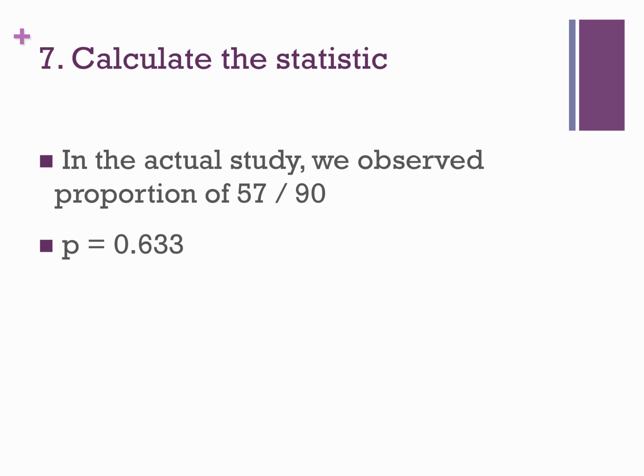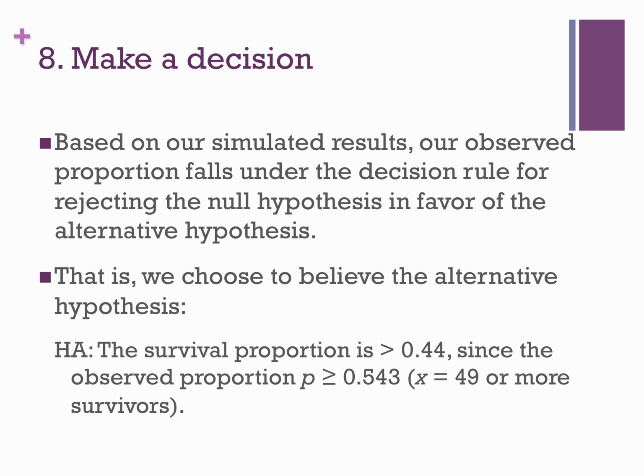Step 7 is relatively quick. We calculate the statistic. In our case, we saw 57 out of 90 survivors. So p is 57 divided by 90, and that gives us 0.633. Step 7 is complete. That takes us to step 8, where we make a decision, and this is making a statistical decision.